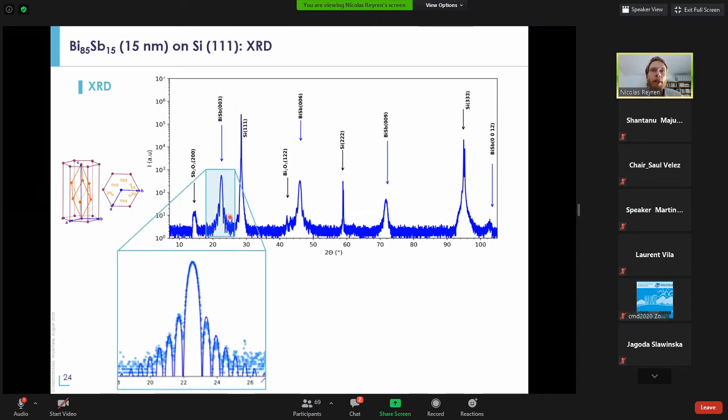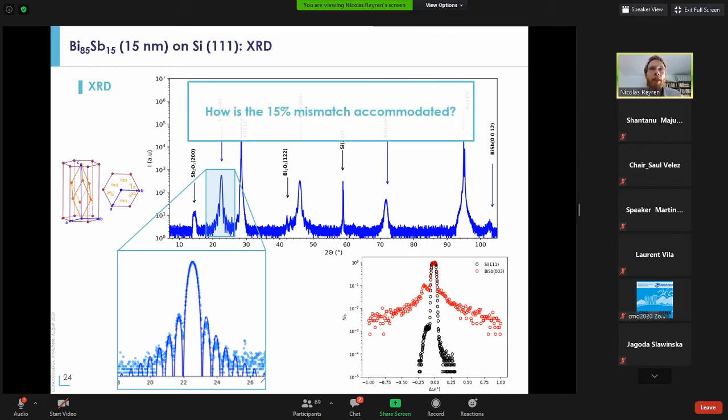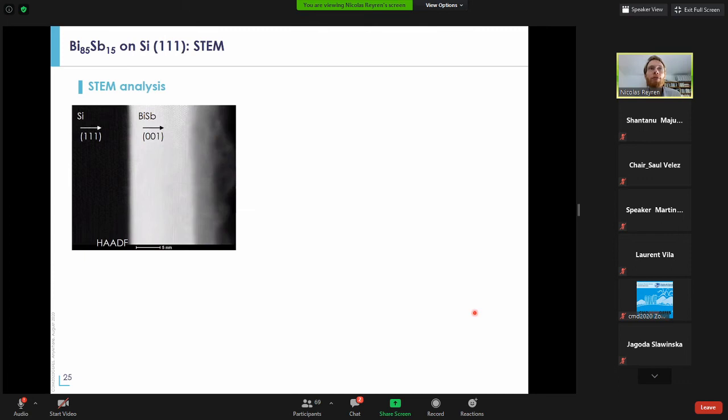If you look at this peak, you see finite size fringes. And if you look at the rocking curve of this peak compared to the substrate, you find that it's mostly strained, and you have maybe a few dislocations, but the film looks very good. So how is it possible with 15% mismatch? In fact, scanning transmission electron microscopy can help us to understand this.